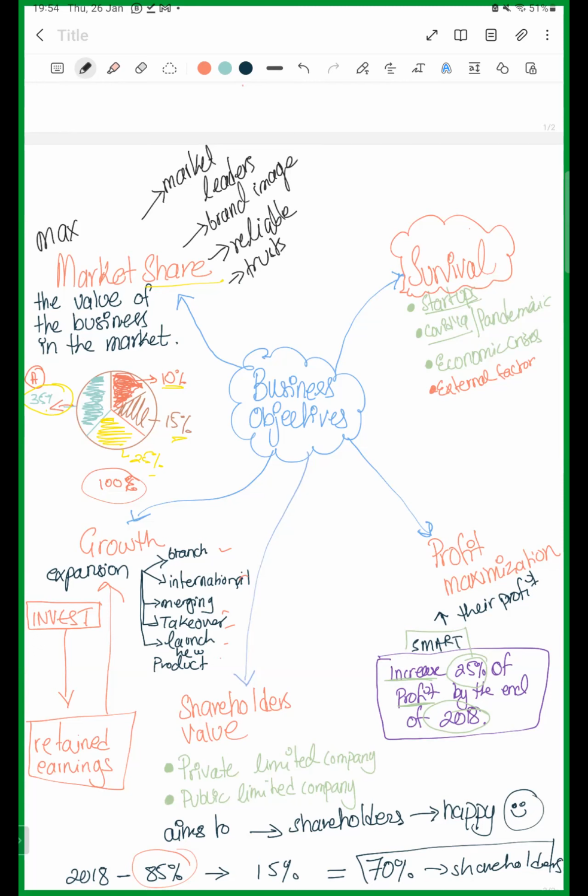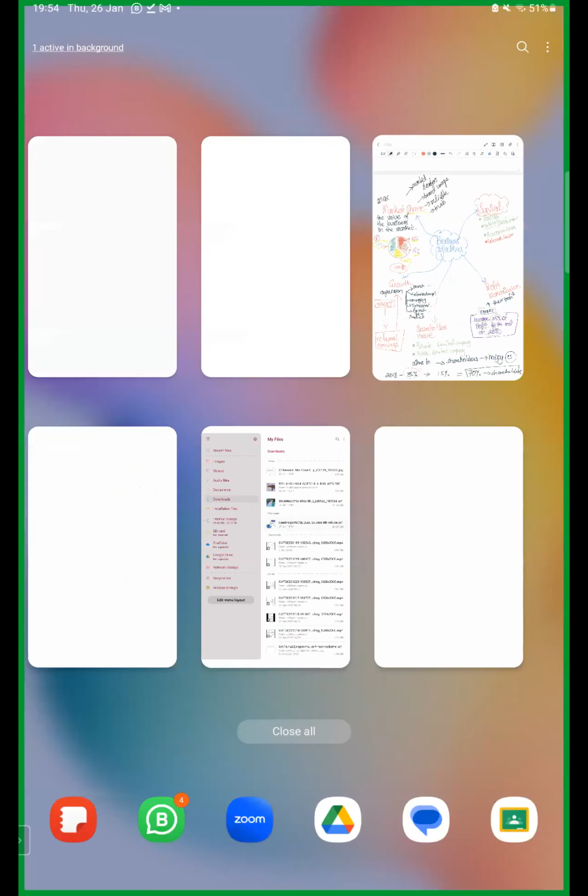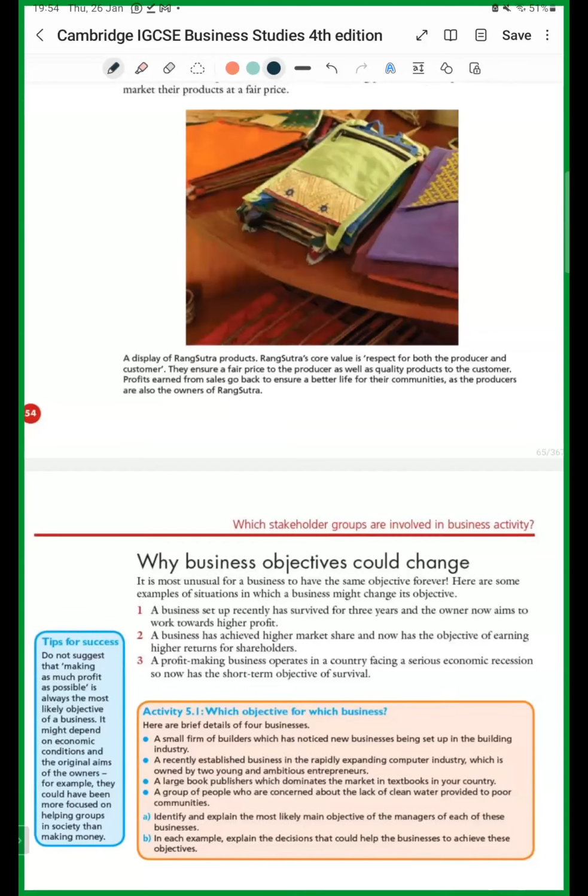Can a new startup business have a maximize market share objective? No. What do you say, Emily? No, miss. You can't, because you just entered the market. People are just trying to recognize who you are. So you can't really become the market leader suddenly, right? Okay. So these are the different types of business objectives.